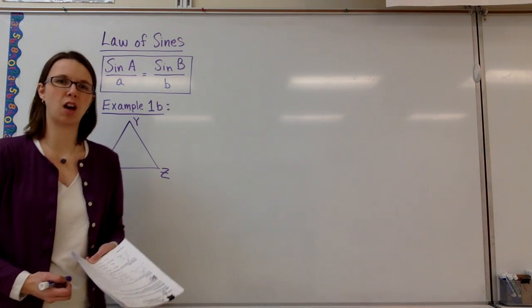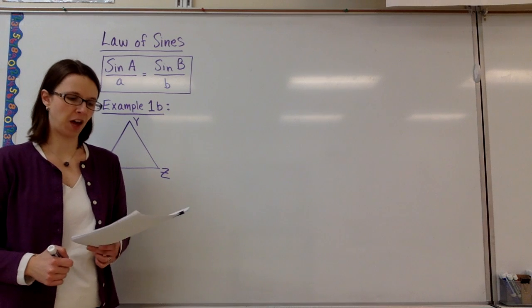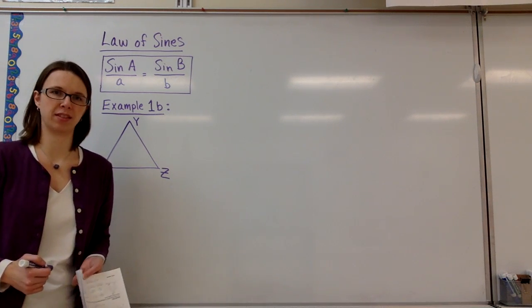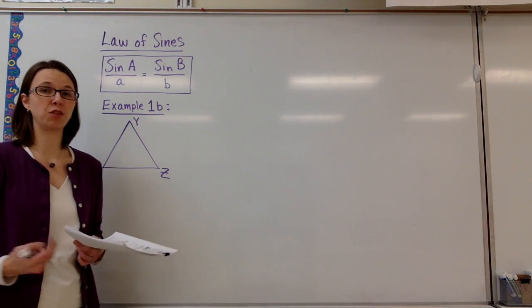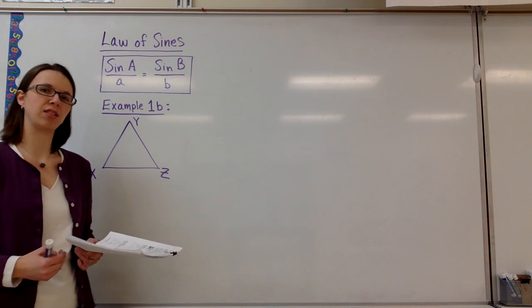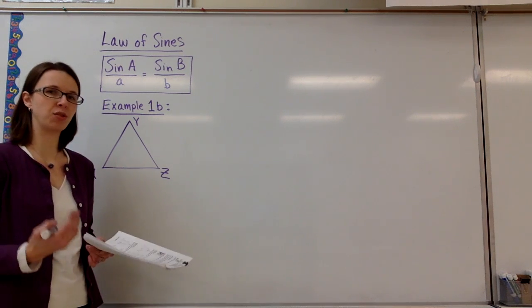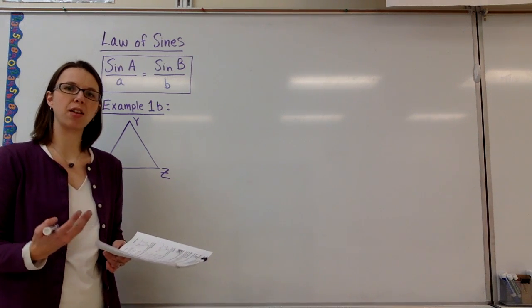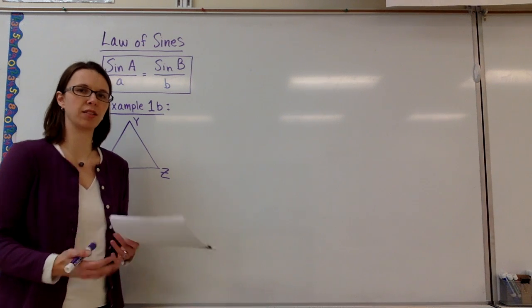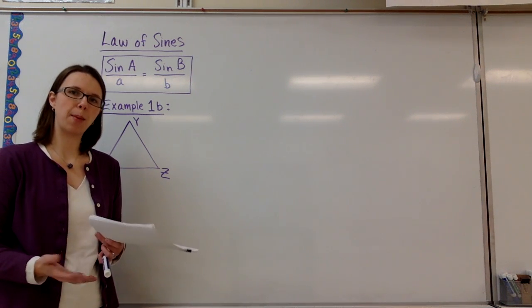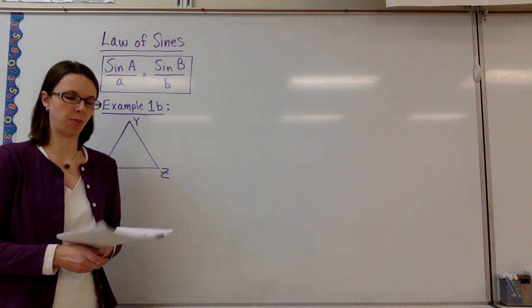This is using the law of sines to find a missing angle this time. The last two videos, we did law of sines to find a missing side. And as you know, whenever we're finding a missing angle, there's always just one additional step. So I wanted to show you a couple of examples for this type of problem.